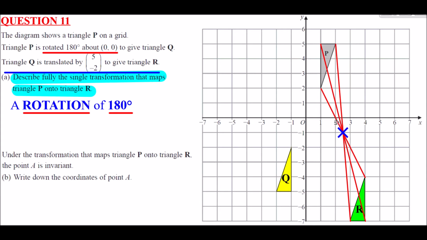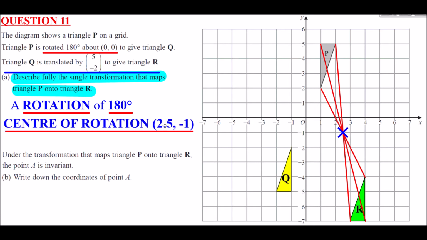So it's halfway in between 2 and 3 units, so it's 2.5 along and 1 down. So the coordinates of this are (2.5, -1). So then we just say a rotation of 180 degrees with the centre of rotation (2.5, -1).